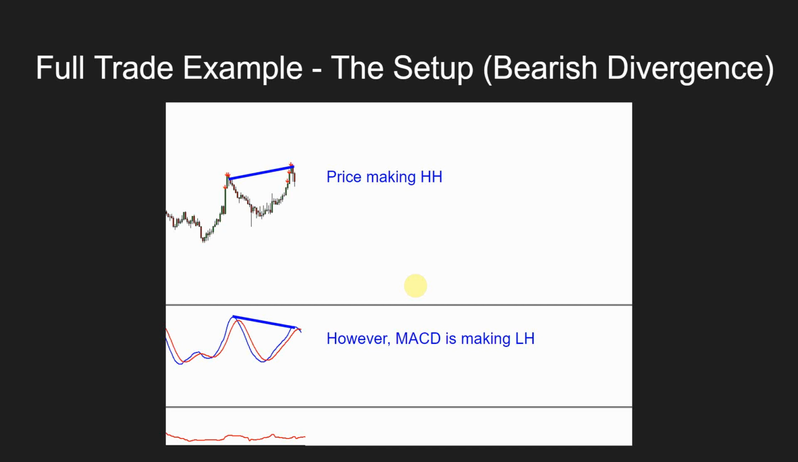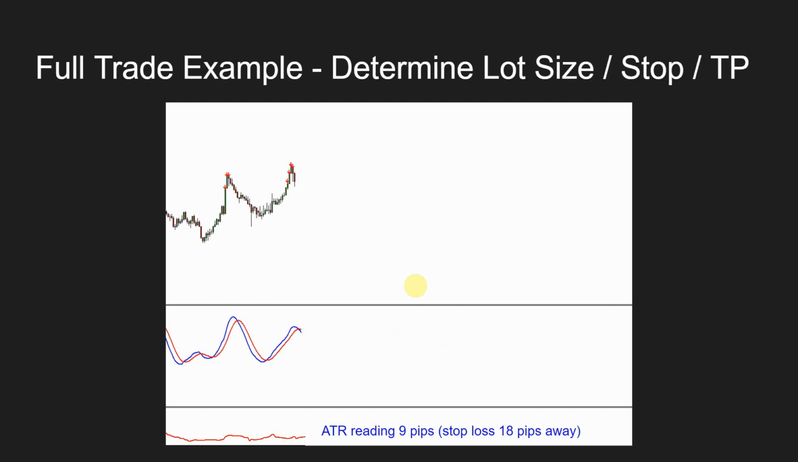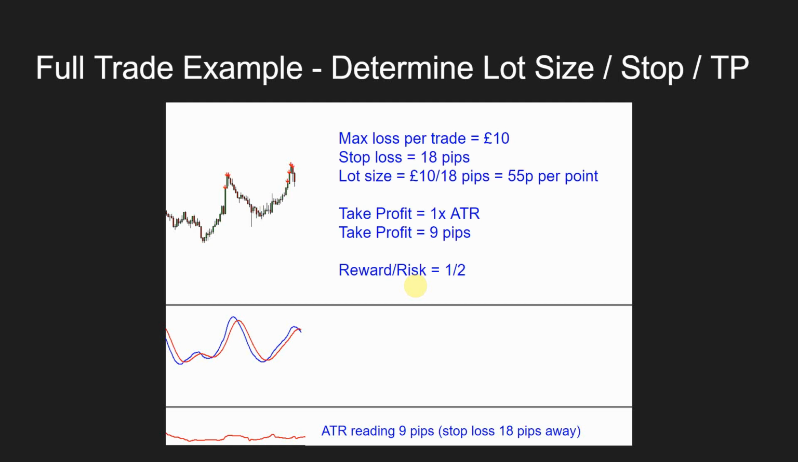So our setup is now confirmed, and just before we're about to go short on the close of that bar, what we need to understand is what our lot size, stop loss, and take profit are. So the first thing we look at is the ATR reading. The ATR at the last closed bar is 9 pips. So therefore, we now know that our stop loss needs to be 18 pips away from the current price.